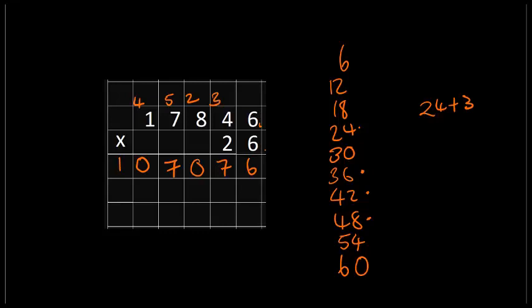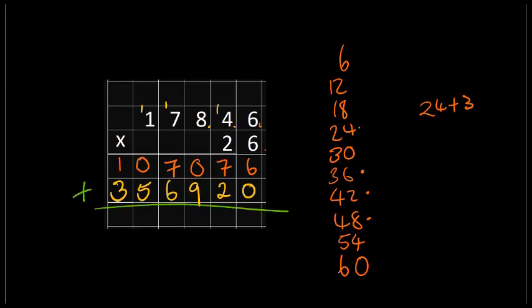Next line, multiply by 20, so it's going to be 0 because it's 2 tens. 2 times 6 is 12, so it's going to be 2, carry over the 10. 2 times 4 is 8 plus 1 is 9. 2 times 8 is 16. 6, carry the 1 over. 2 times 7 is 14 plus 1 is 15. 5, carry the 1 over. 2 times 1 is 2 plus 1 is 3.